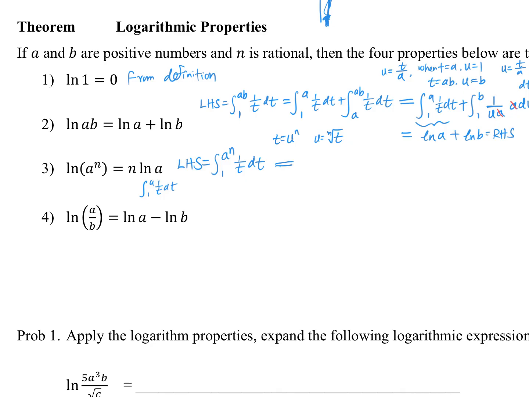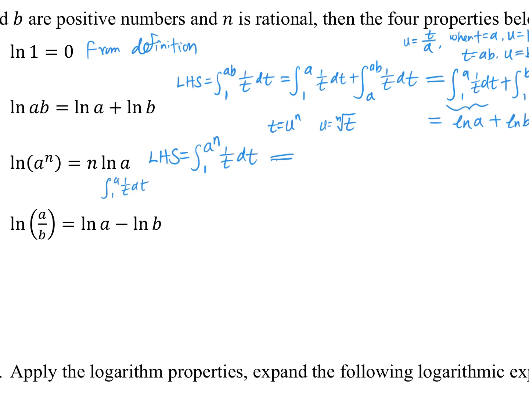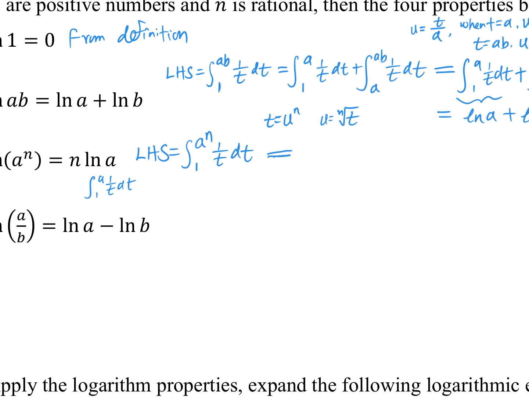Let's take a look at the lower and upper limits here. When t is 1, what is the u value? 1 is what raised to the power n? Don't you think it's going to be 1? So the lower limit is 1.